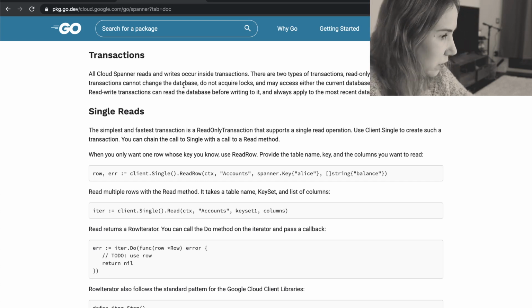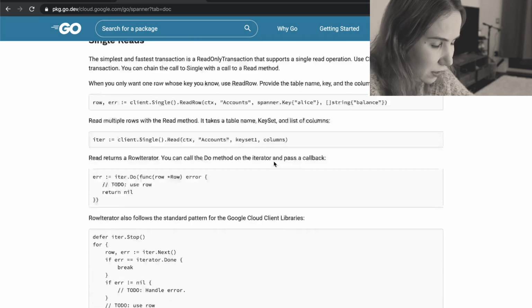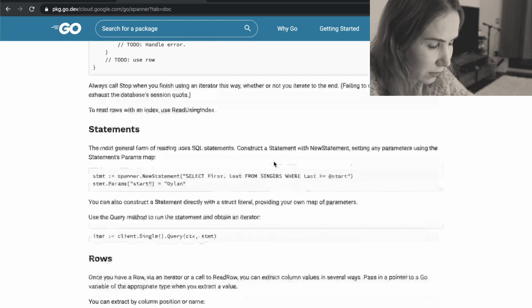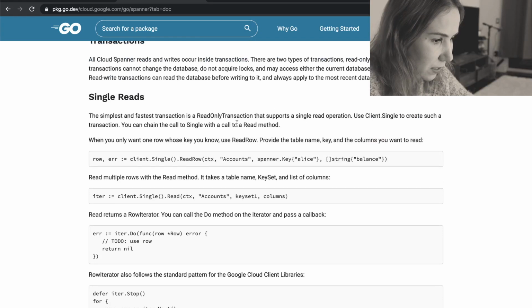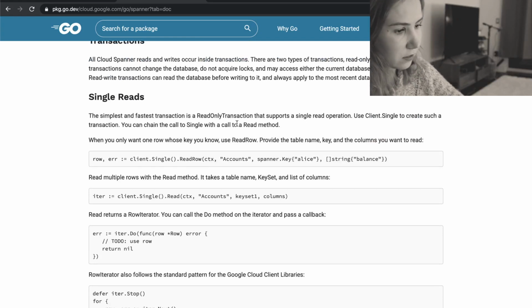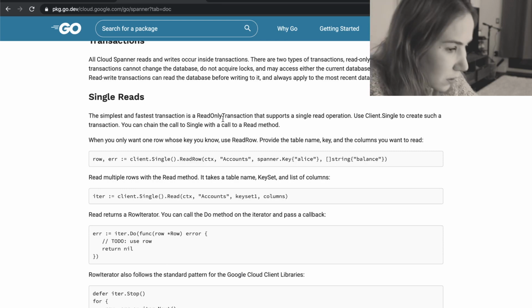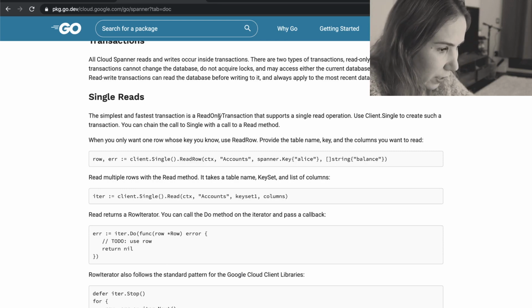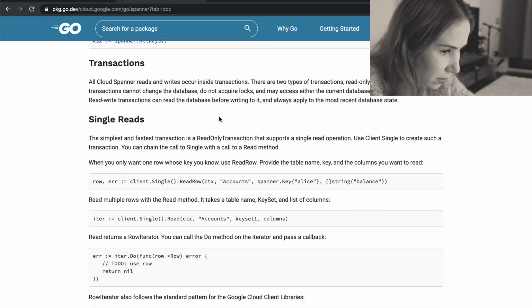There are two types of transactions. The first one is the read-only transaction, and the second one is the read-write transaction. Read-only transaction is only for reads, and it's lockless, so it's really good for performance if you just want to read. But if you need to do writes, you have to use the read-write transaction.